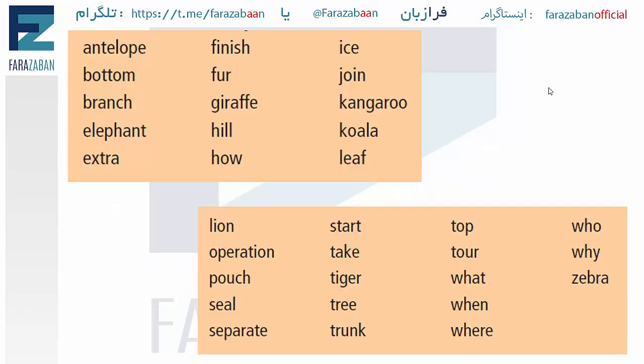Let's have a quick review on the words. Antelope, bottom, branch, elephant, extra, finish, fur, giraffe, hill, how, ice, join, kangaroo, koala, leaf, lion, operation, pouch, seal, separate, start, take, tiger, tree, trunk, top, tour, what, when, where, who, why, and zebra.